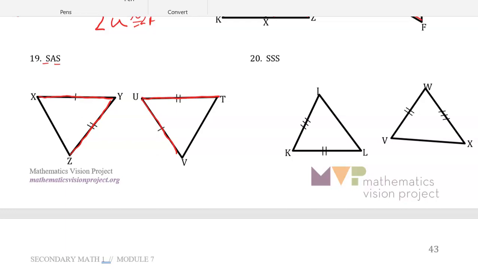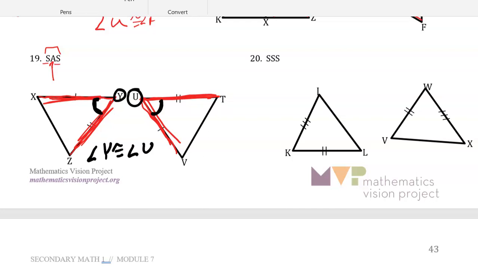So if we want side angle side, we've got to have the angle that's in between those two sides. If this is our side and this is our side, the angle between them is this angle right here, angle Y. If we look at the second one, if this is one of our sides and this is one of our sides, the angle between those two sides is this angle here, which is U. So we'd have to say angle Y is congruent to angle U.